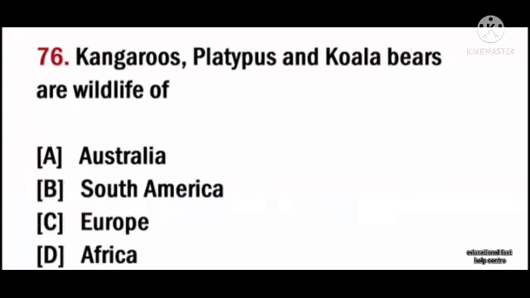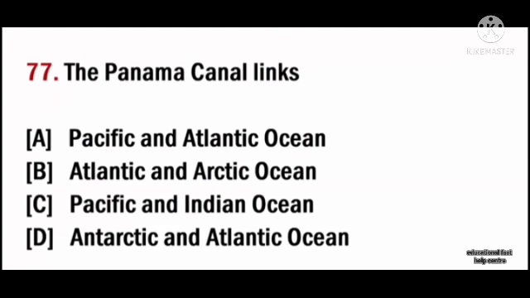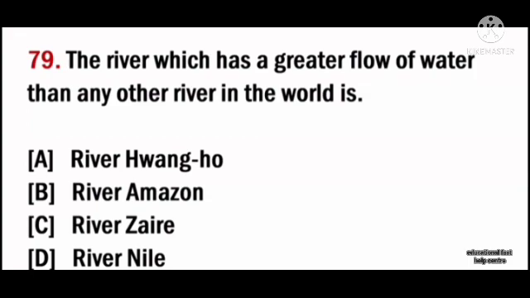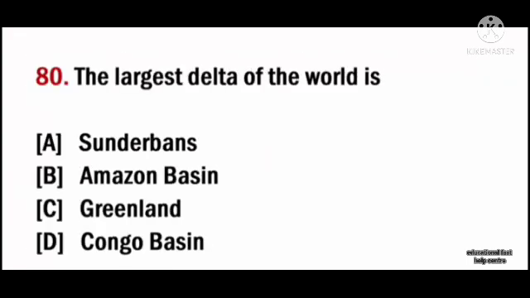Kangaroos, platypus and koala bears are wildlife of? Answer A, Australia. The Panama Canal links? Answer A, Pacific and Atlantic Ocean. Volcanic activity is more common in? Answer A, Hawaii. The river which has a greater flow of water than any other river in the world is? Answer B, River Amazon. The largest delta in the world is? Answer A, Sundarbans.